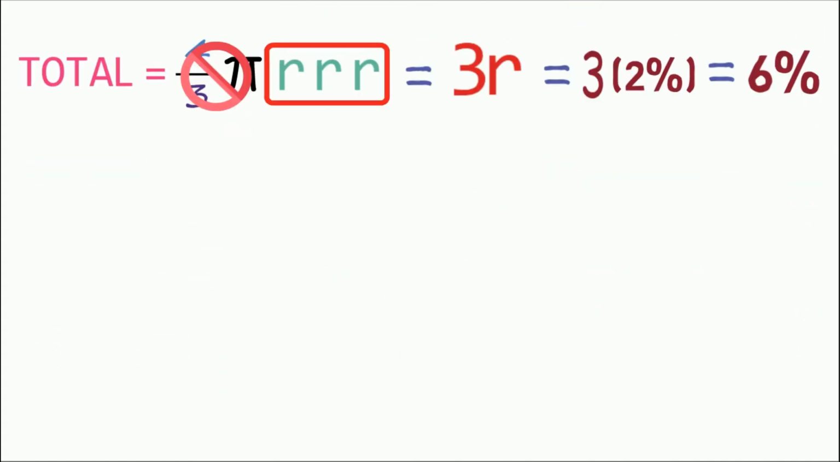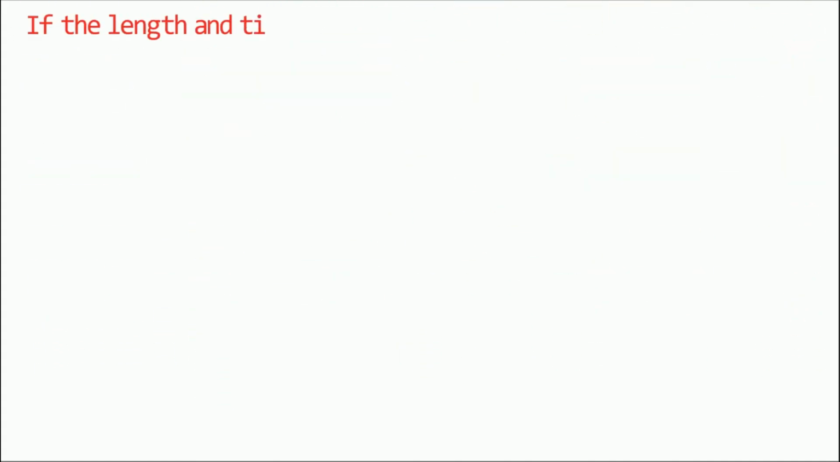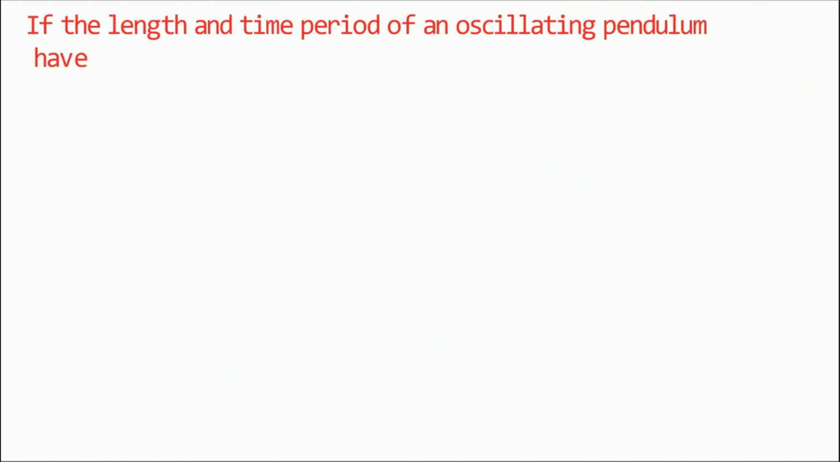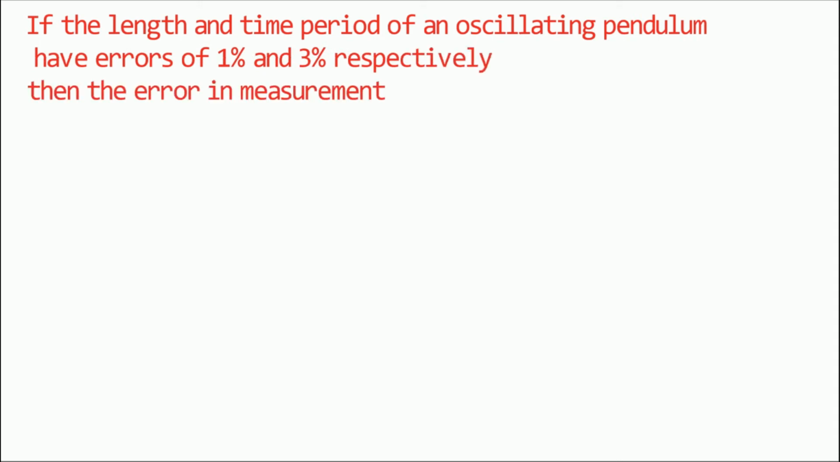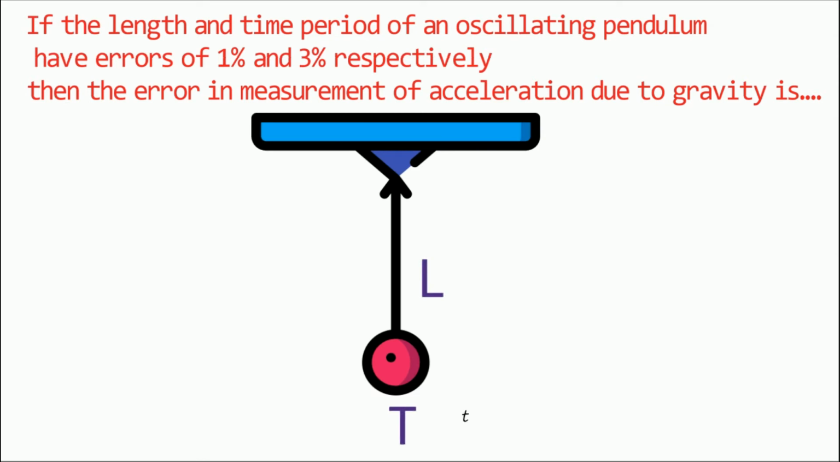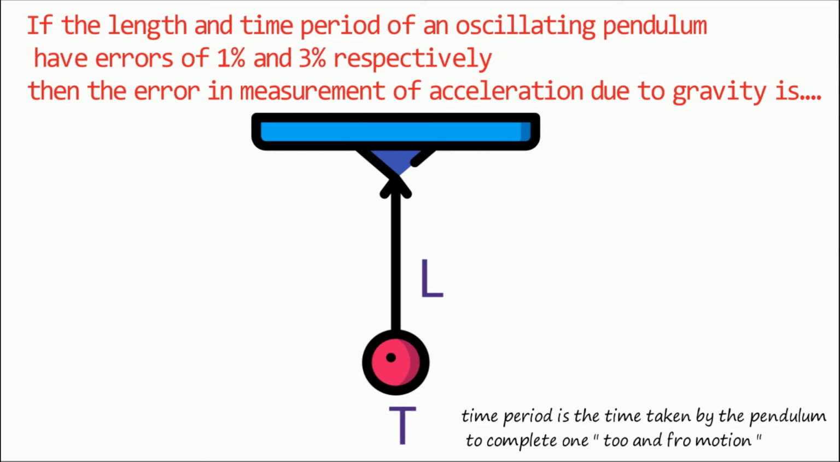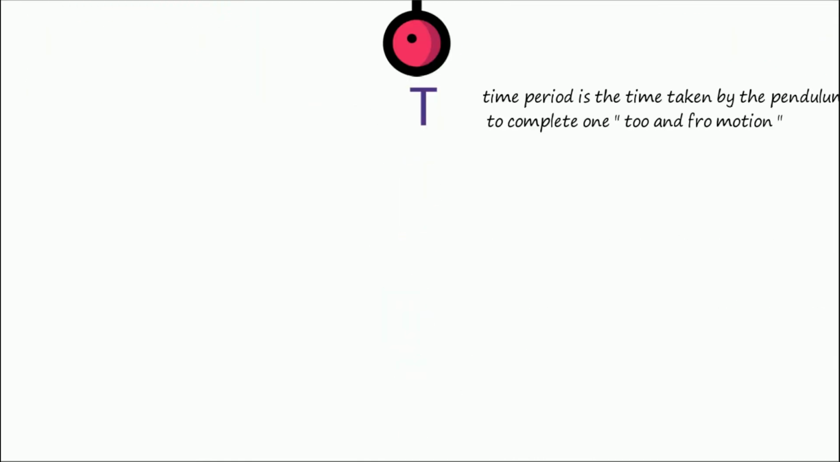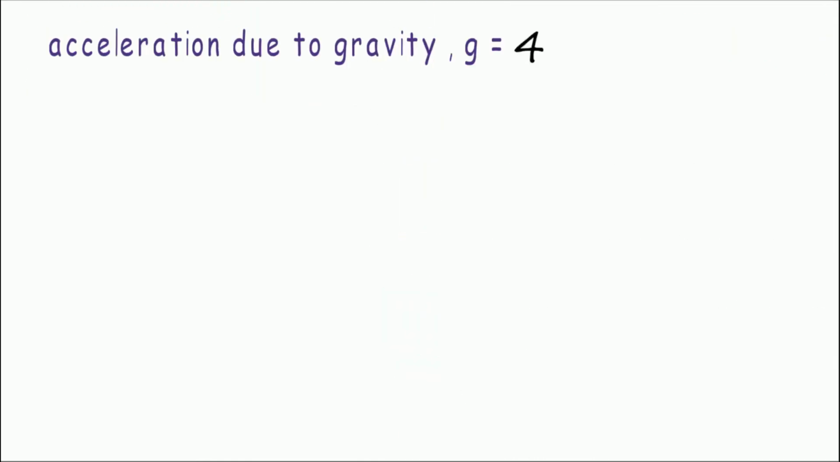Moving on to the next question. If the length and time period of an oscillating pendulum have errors of 1% and 3% respectively, then what will be the error in the measurement of acceleration due to gravity? Okay, so the formula to find the acceleration due to gravity is 4 pi square multiplied by length and divided by the square of time.